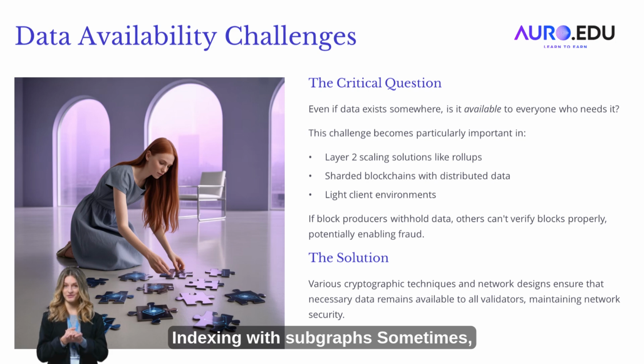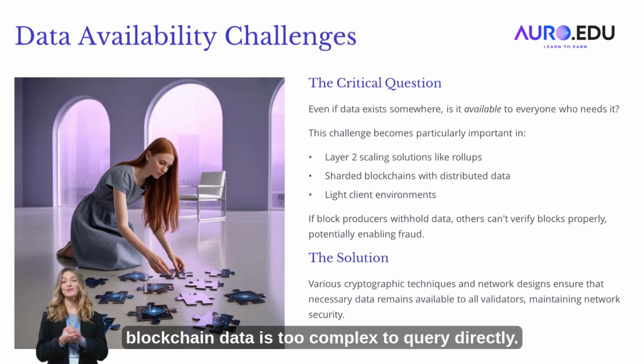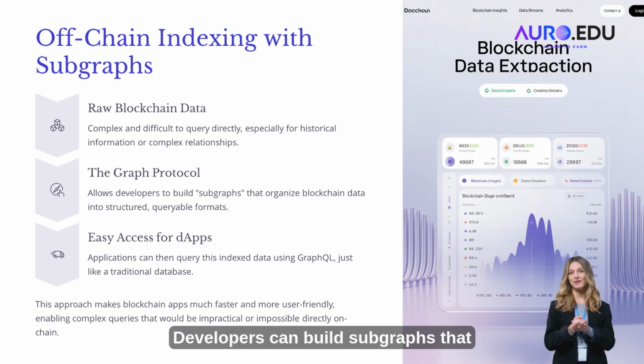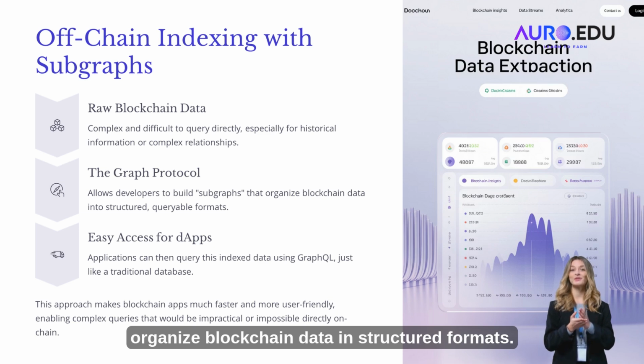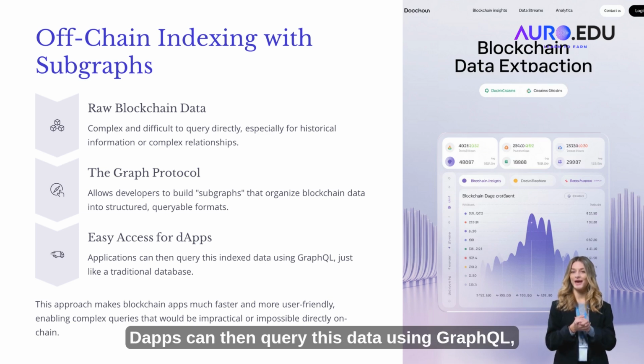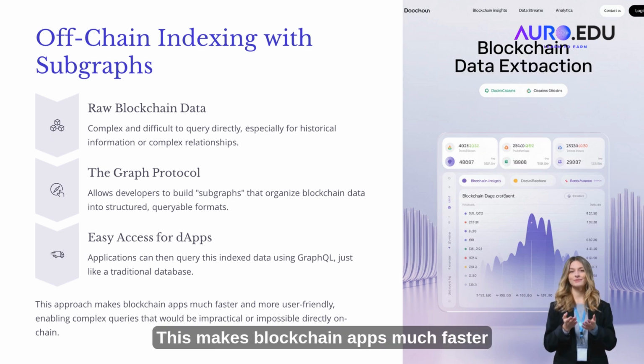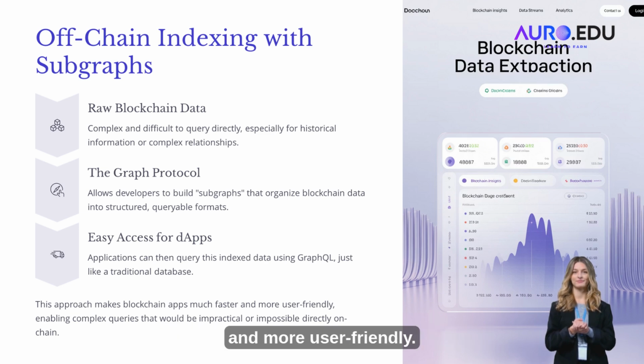Off-chain indexing with subgraphs. Sometimes blockchain data is too complex to query directly. Off-chain indexing tools like the Graph solve this. Developers can build subgraphs that organize blockchain data in structured formats. dApps can then query this data using GraphQL, just like asking a database. This makes blockchain apps much faster and more user-friendly.